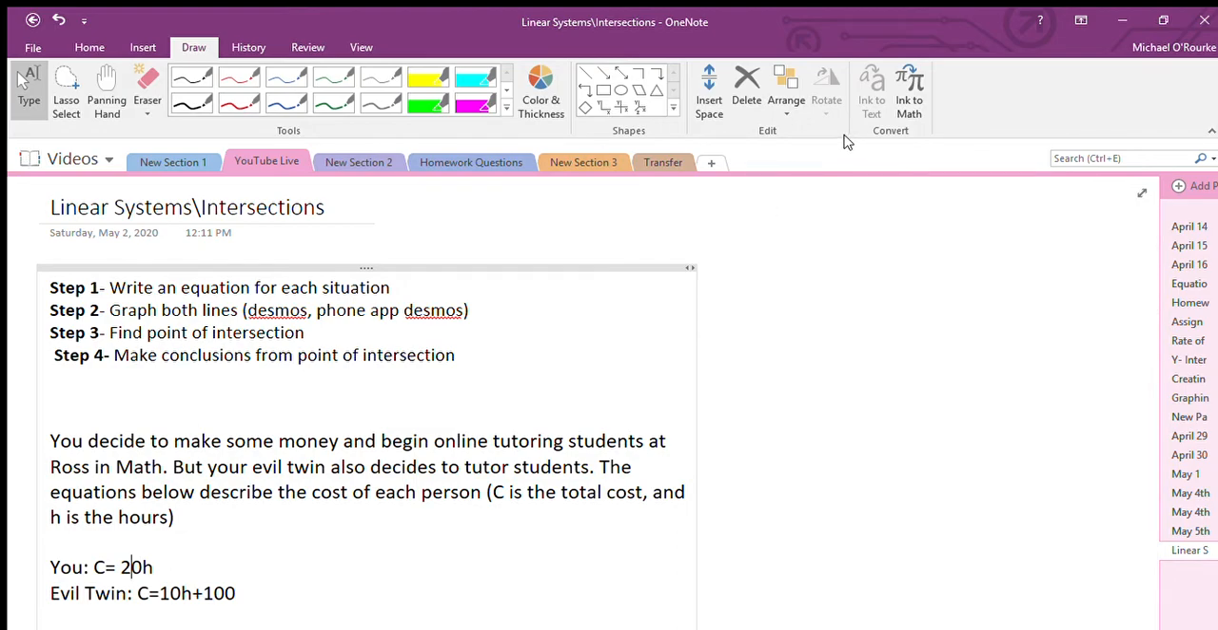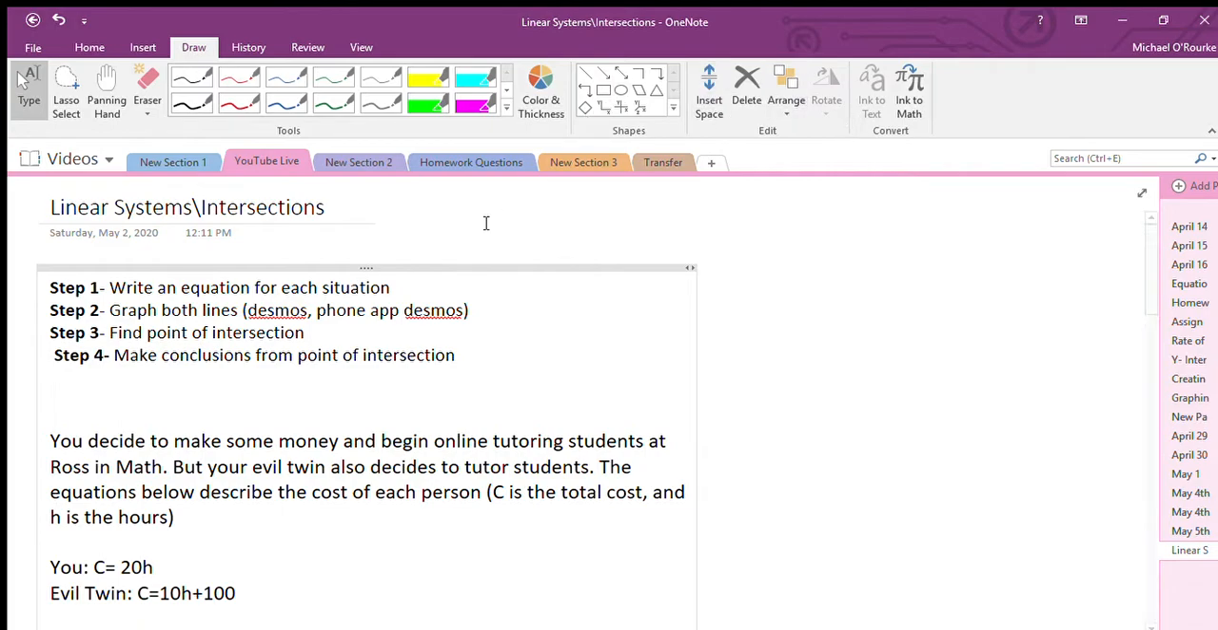So today we're going to look at linear system slash intersection. A linear system is just a funny way to say where two things intersect or where two things come together. What's going to happen is you have a question that proposes two situations. Then you're going to find out where they intersect and make conclusions from that.